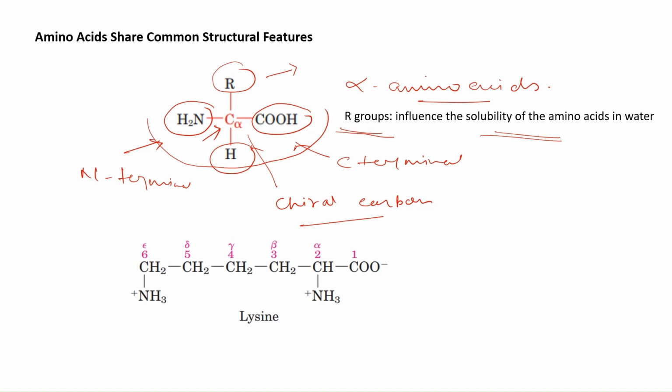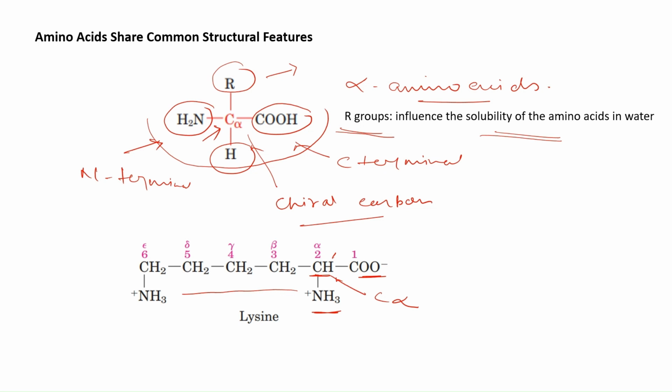Now, how do we number or label the carbon atoms present in an amino acid? This is the structure of lysine. In the structure, this is the alpha carbon atom, to which the amino terminal, carboxyl terminal, and H are attached. This is the R group. Okay. So, the carboxyl terminal is carbon number 1, the alpha carbon is carbon number 2, and in the R group, it is carbon number 3, 4, 5, and 6. That's how it is numbered.